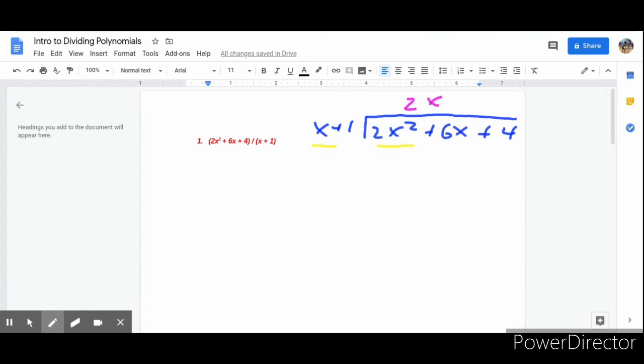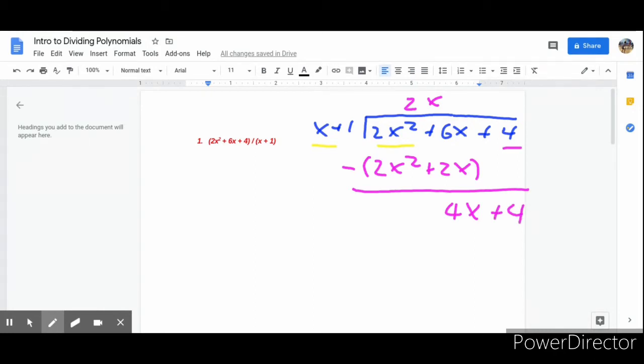Now we multiply 2x by x plus 1, not just x this time, x plus 1. So 2x times x plus 1 will be 2x squared, and then 2x times 1, just 2x, so 2x squared plus 2x. And same thing, this is similar to regular division. We just subtract, right? Subtract, and 2x squared minus 2x squared is 0. Then we look at the next one, 6x. 6x minus 2x is 4x. And then we can just bring this 4 down, so just 4x plus 4.